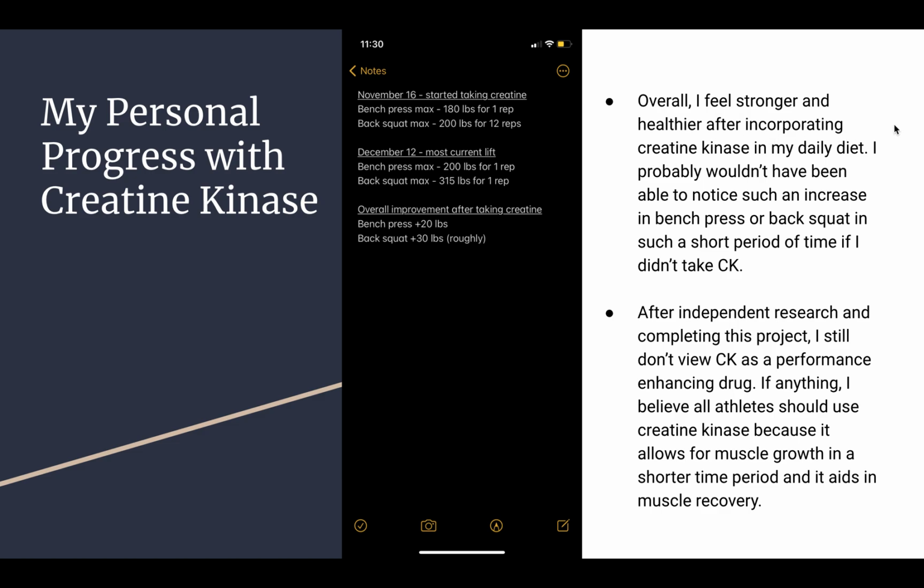Overall, I feel stronger and healthier after incorporating creatine kinase in my daily diet. I probably wouldn't have been able to notice such an increase in bench press or back squat in such a short period of time if I hadn't taken CK. After independent research and completing this project, I still don't view CK as a performance-enhancing drug. If anything, I believe all athletes should use creatine kinase because it allows for muscle growth in a shorter period of time, and it aids in muscle recovery.